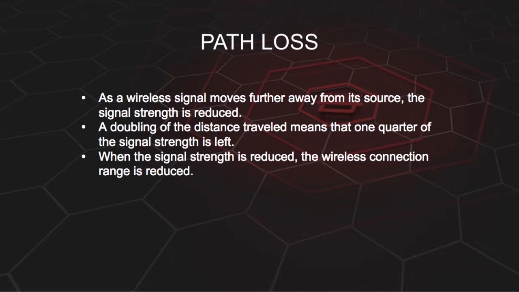This brings us to path loss. As a wireless signal moves further away from its source, the signal strength is reduced. A doubling of the distance traveled means that 1/4 of the signal strength is left. When the signal strength is reduced, the wireless connection range is reduced as well.